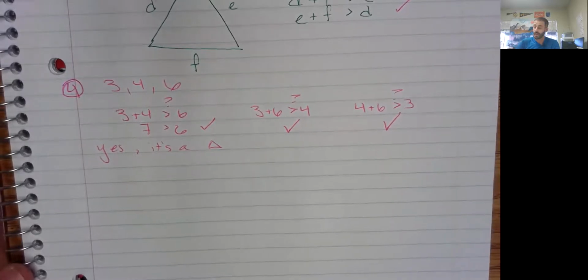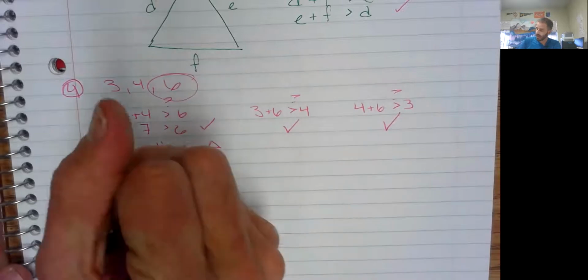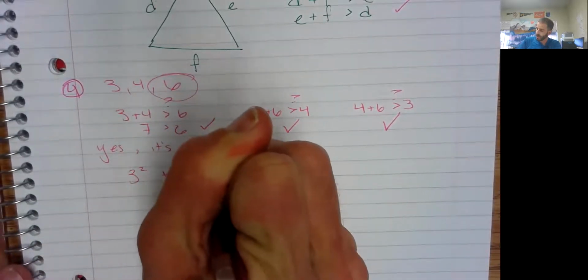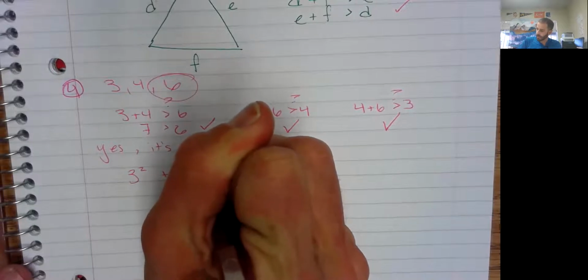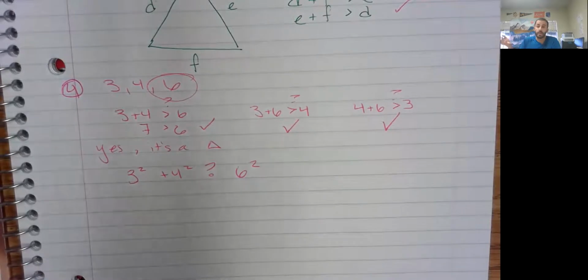Now, what type of triangle is it? Well, this is obviously the hypotenuse. It's the longest side. 3 squared plus 4 squared is what? And I am really just going to put a question mark here. Is it equal to 6 squared? What is it? So let's find out.